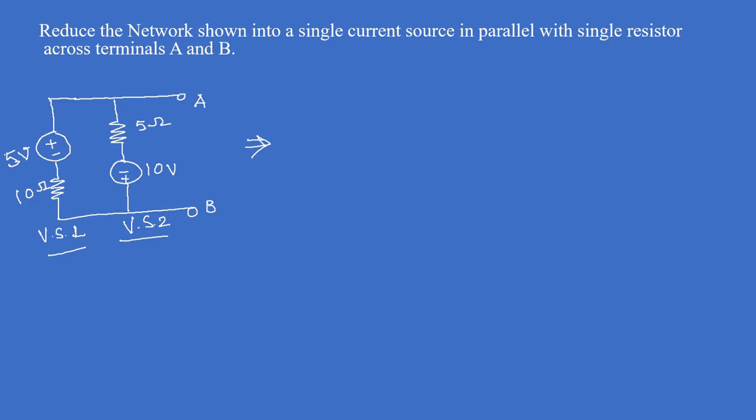Now what is our aim? Our aim is to reduce this diagram into a single current source in parallel with a single resistance across terminal AB. Now if you observe, this is a parallel connection. How have we recognized it? If the current is flowing from here, this current is divided into two parts. So this is a parallel connection, and we have studied in the rules that if it is a parallel connection, all the sources must be current sources.